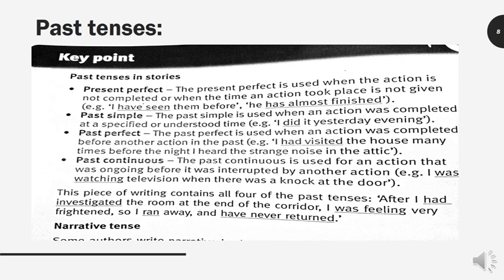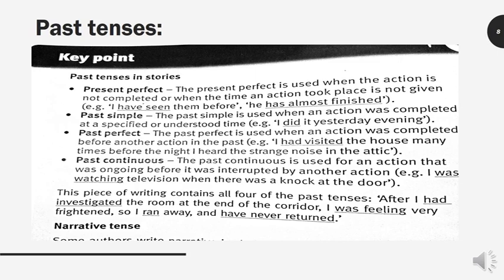Number three is past perfect. We explained most of these tenses when we were dealing with Global English. However, it's just a revision. Past perfect, when we talk about perfect tenses, as we said, it means have, has, had. So past perfect definitely means had. The past perfect is used when an action was completed before another action in the past. To give you this hint, it's always used with before and after. So this example: I had visited the house many times before the night I heard the strange noise in the attic. So notice that I had visited happened before the other action.